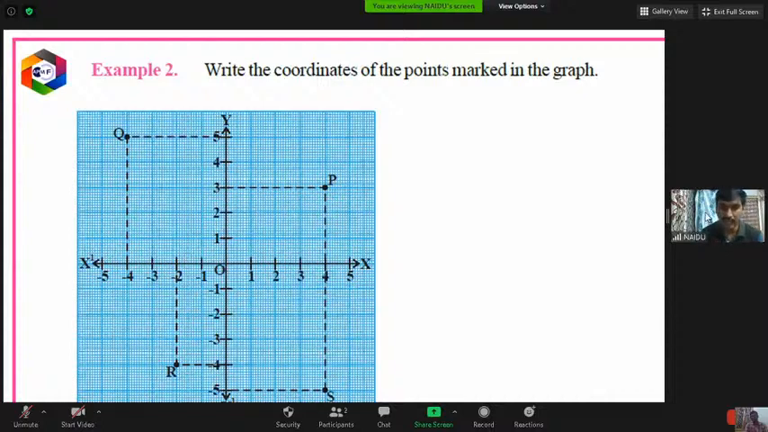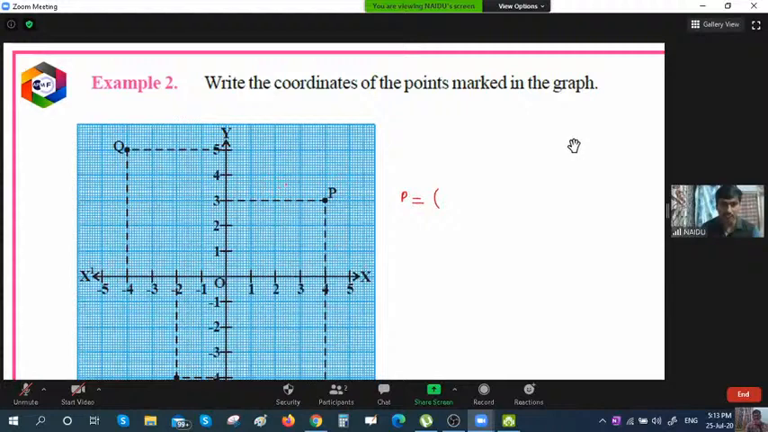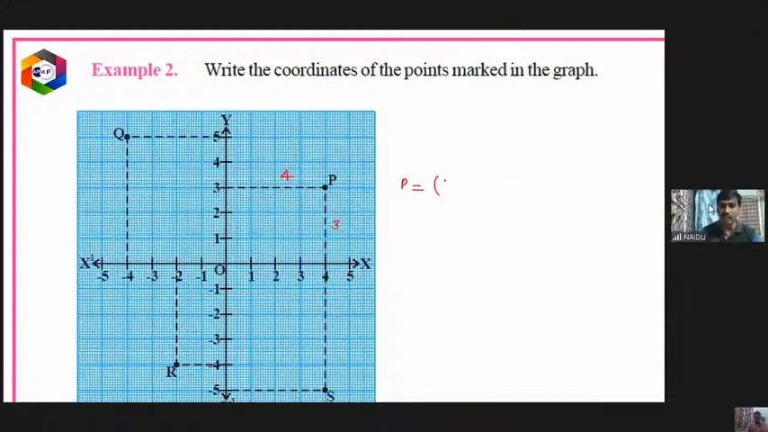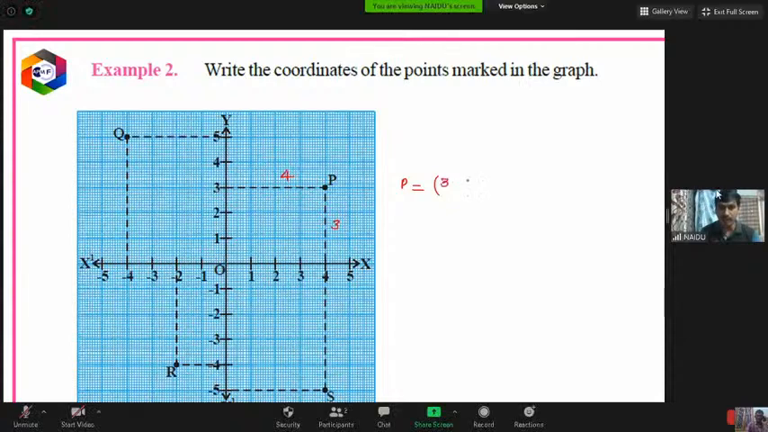Now let us see the point P here. If you observe, along the x direction it is 4 units, and along the y direction it is 3 units. So first we have to mention the x direction distance. So the answer will be 3, 4. So the point P must be 3, 4.